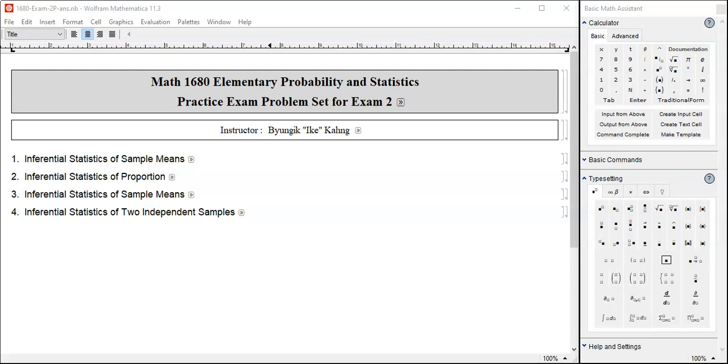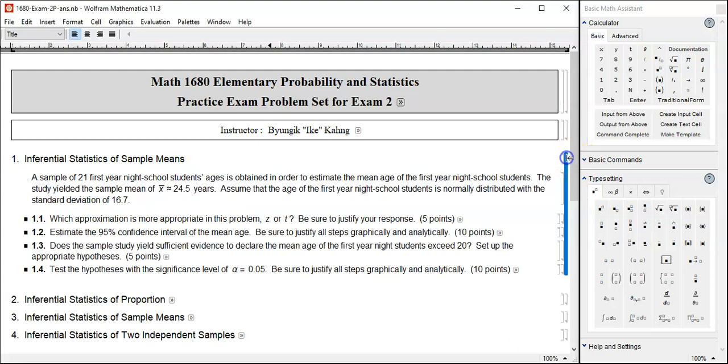Hello students, here's a practice exam problem set for exam 2. Let's go to the first problem. It's an inferential statistics of sample means. Here's a problem set. Please read through all the way to the end.